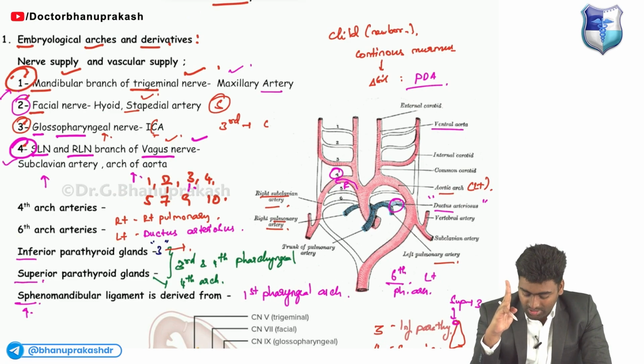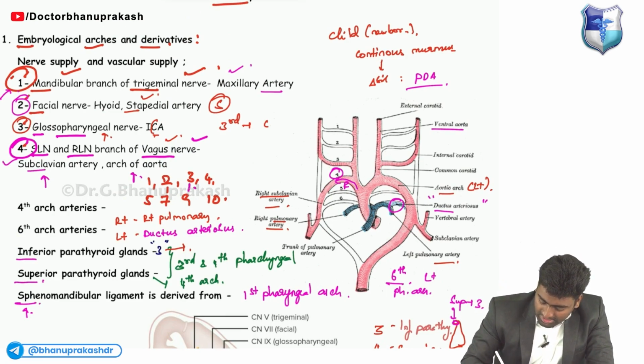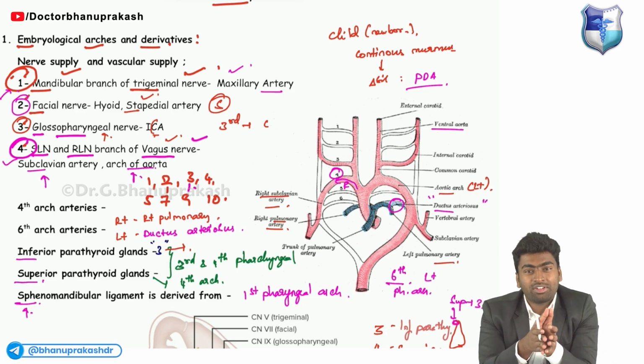It is the internal carotid artery, and the fourth one, it is what? It is the subclavian artery and arch of aorta. On the right side, it is the subclavian artery; on the left side, it is what? It is the arch of aorta.